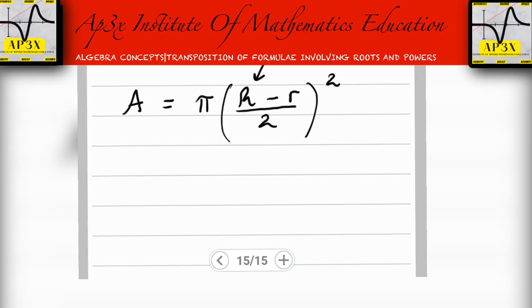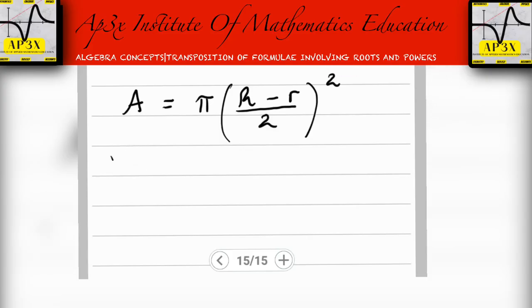So the very first thing here is to get rid of that power. And again, there's a couple of ways. I'm going to do both ways for you. Let me know which method you prefer. So here we have A is equal to pi, open bracket, big R minus small r, all divided by 2, all squared. So step one here, I'm always instinctively wanting to get rid of that power.